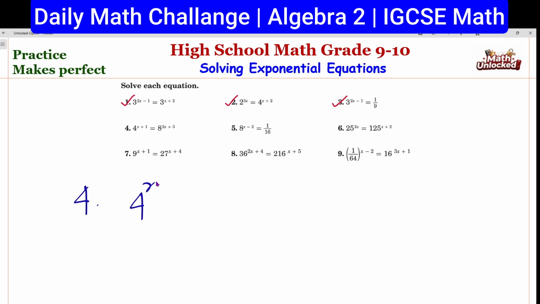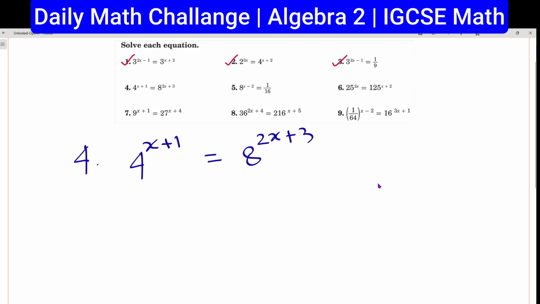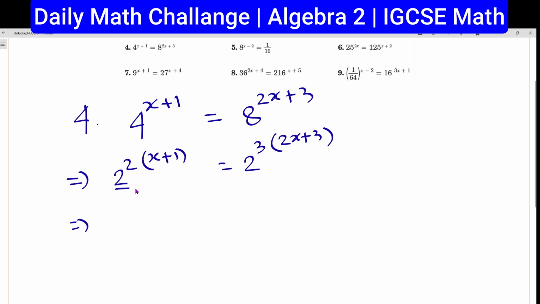4 to the power x plus 1 equals 8 to the power 2x plus 3. How can we solve this one? There are lots of ways we can solve this one, but the smart way, 4 we can write 2 square, so 2 times x plus 1. And this 8 we can write 2 to the power 3, and here will be 2x plus 3. Right? Now look, the bases are the same, it means powers will be equal.